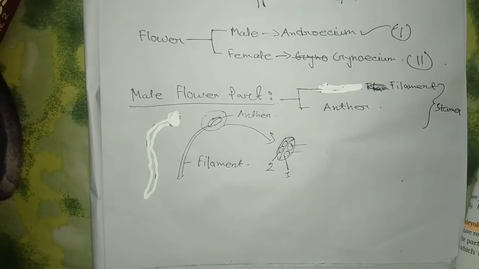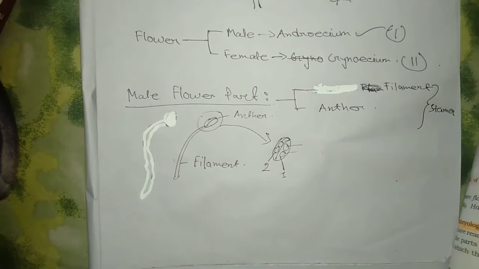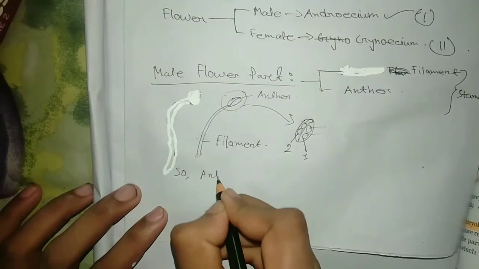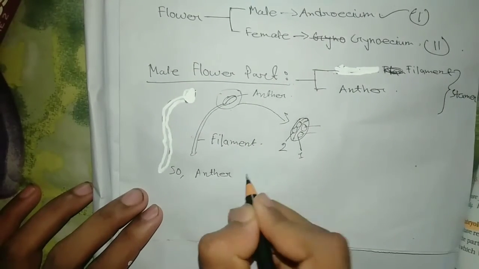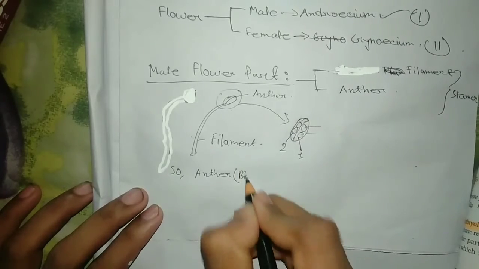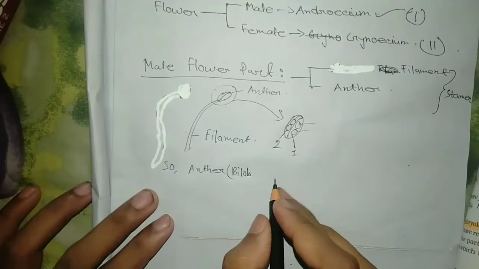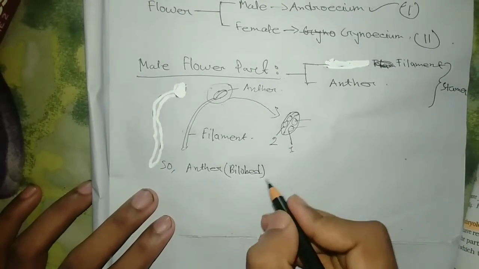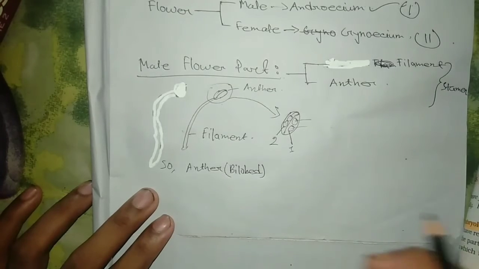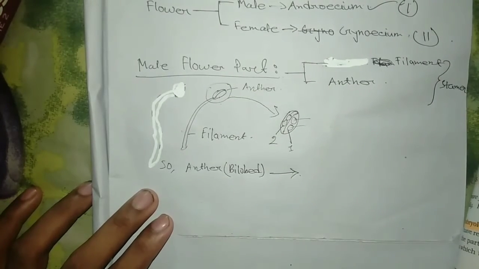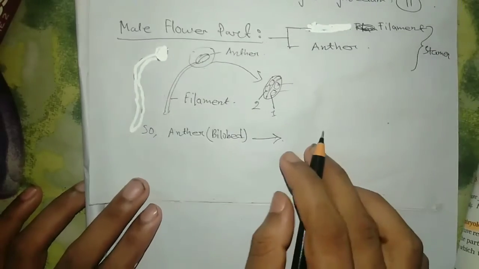So when we call an anther bilobed, each lobe has two theca, so we call it dithecous. So the anther is bilobed, and when the anther is divided like this, it is also called dithecous.